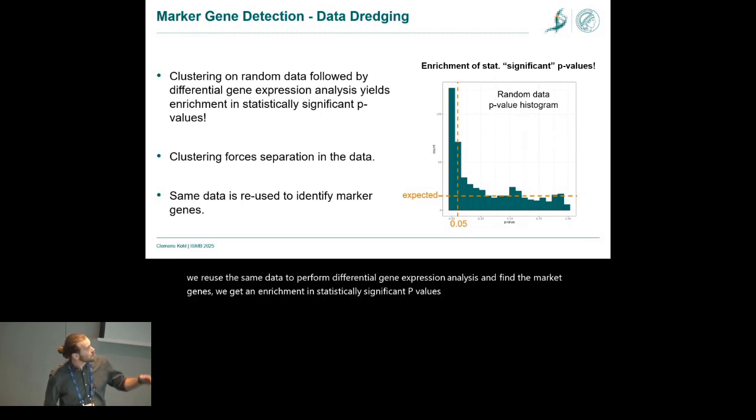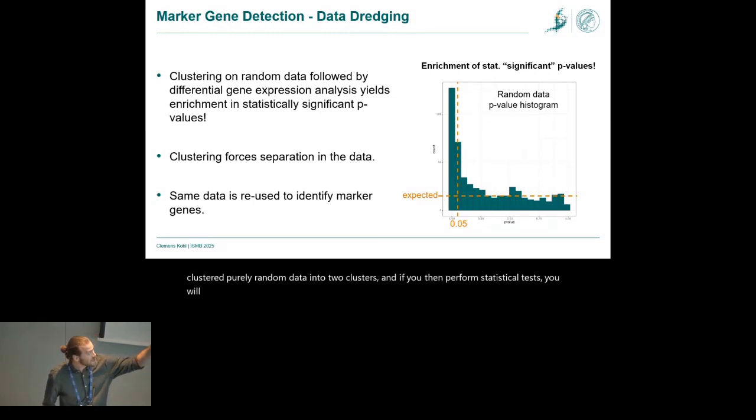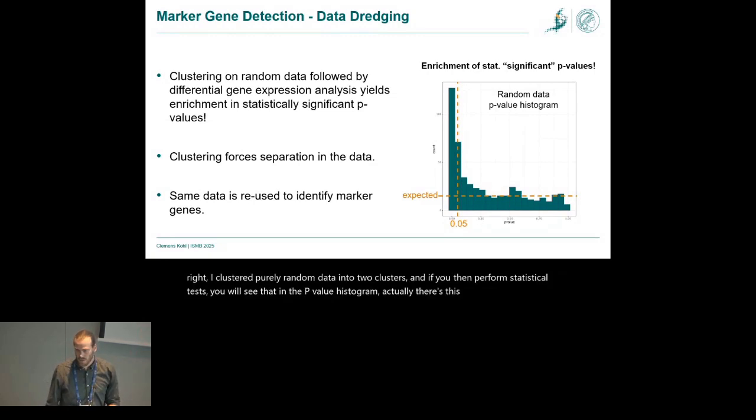So for example, on the right, I clustered purely random data into two clusters. And if you then perform statistical tests, you will see in the p-value histogram that there's an enrichment in p-values lower than 0.05, although we would expect none.